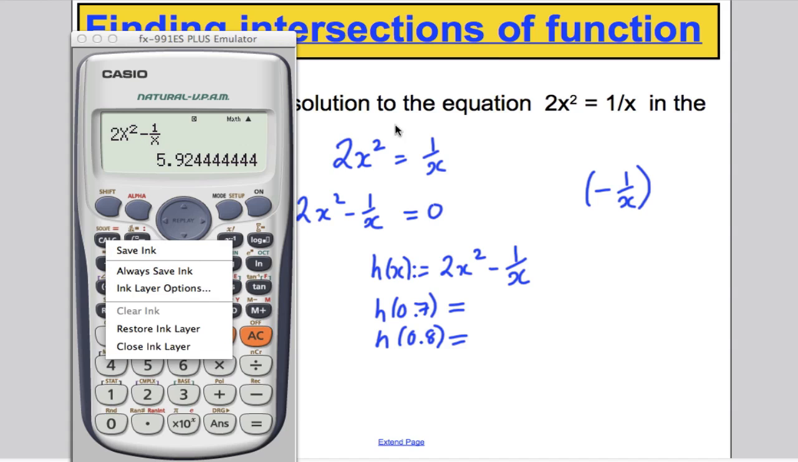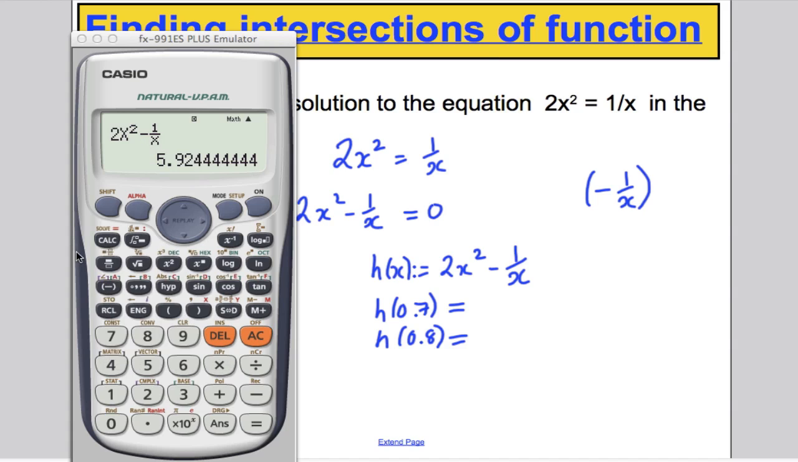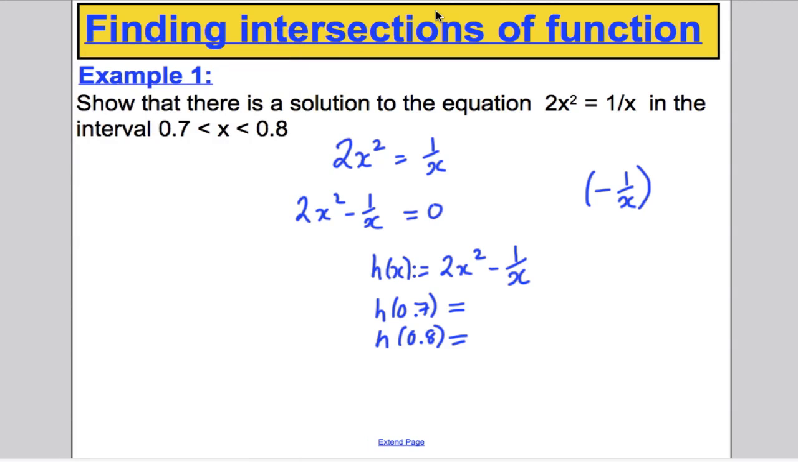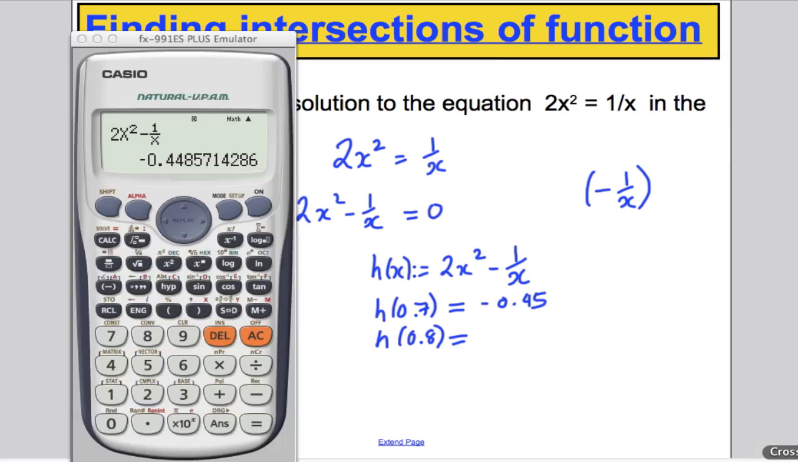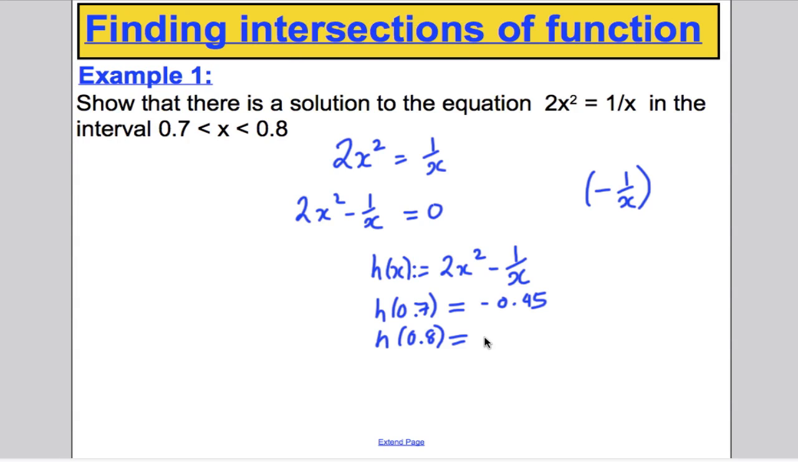If I press calc, it asks me what x I want. I want x as 0.7, and I get minus 0.45. And then if I put in x as 0.8, so press calc, 0.8, I get 0.03. So I get 0.03. There's a change of sign.